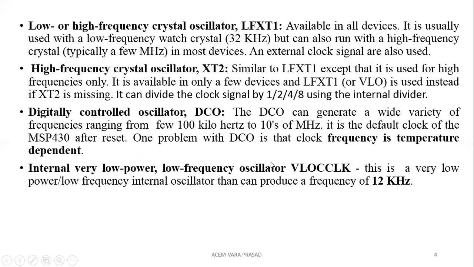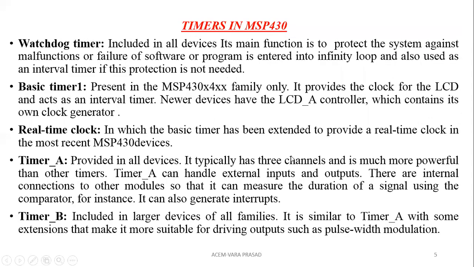Then we have the VLO. VLO is an internal, very low power, low frequency oscillator. It is used to generate a frequency of 12 kilohertz. Okay, this is the simplified clock system.